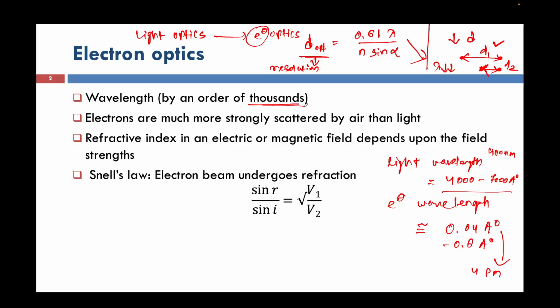But there are also some disadvantages that come with electrons. One of the major disadvantages is that electrons are scattered much more strongly by air than light. If we are to generate an electron microscope, we cannot do just as we do in light microscopy, where we keep one lens here. This is our, let's say, illuminator.